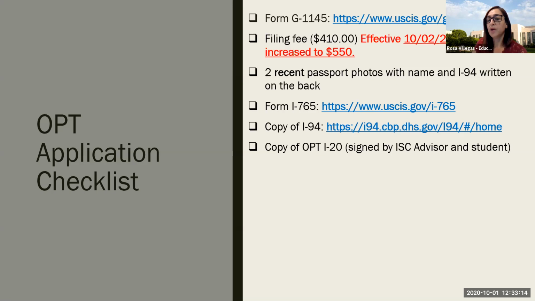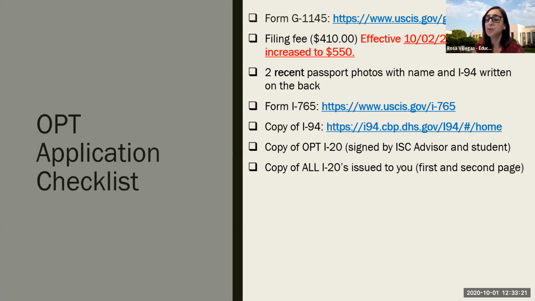You're going to need a copy of the I-20 with the OPT recommendation, and also copies of all your I-20s issued to you in the past. So if you attended different workshops or orientations, we always tell you do not throw away your I-20s. And this is the reason why: whenever you're applying for employment or you submitted an application to USCIS, they will typically ask for copies of all your I-20s. So please, please save your I-20s, don't throw them away.